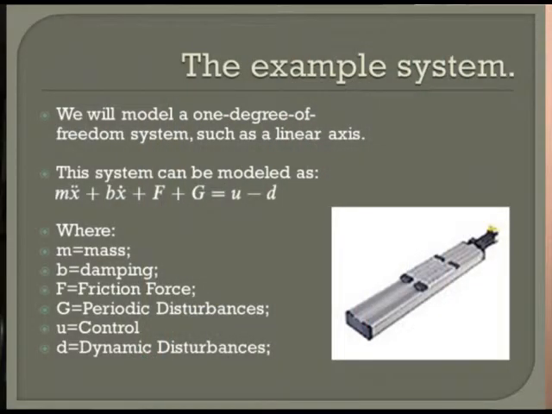So the example system that was used in this paper was a 1 degree of freedom system. In the end of the paper, they actually modeled a physical system which was a linear axis, as you can see in the picture here. We have the model here, which is a function of the mass, damping coefficient, a frictional force, periodic disturbances, and then you have the controller and dynamic disturbances, which are random outside disturbances.